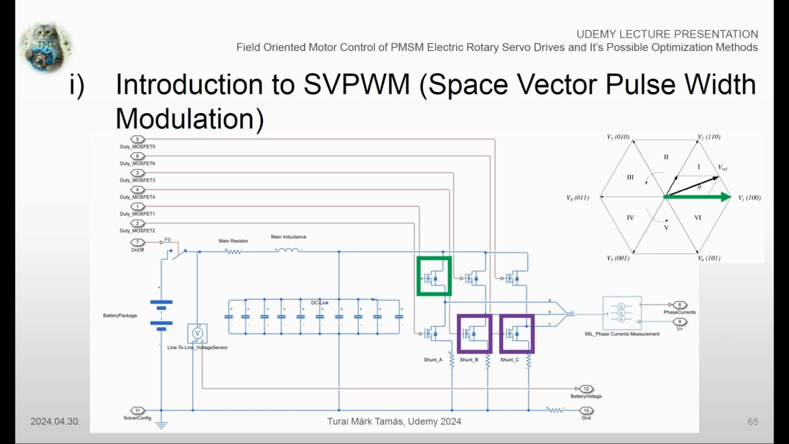Let's suppose that we would like to output an average 30 electrical degree voltage vector measured from the phase A axis. In this case, the V1 and V2 vectors are being used at every iteration by toggling the phase B high-side MOSFET for the same time. So it looks like this.